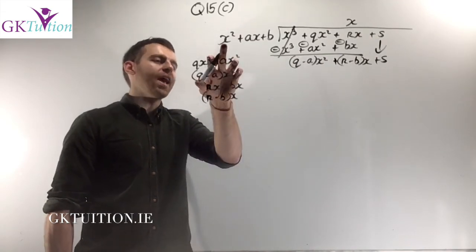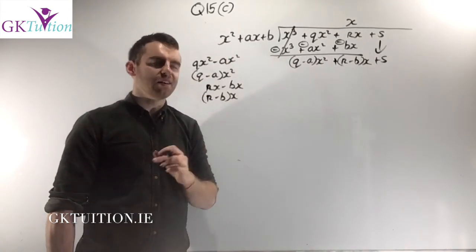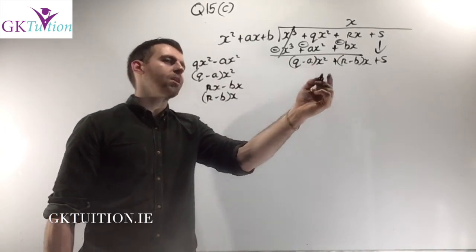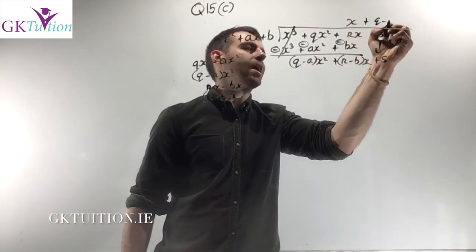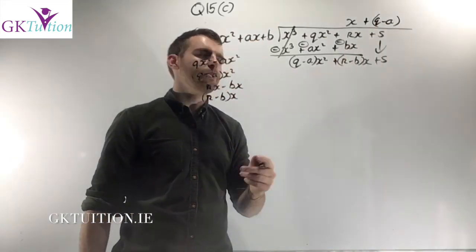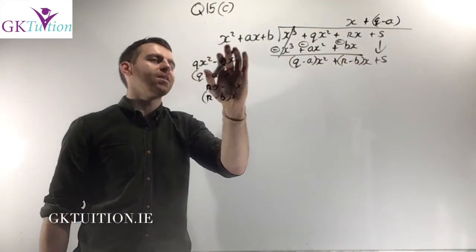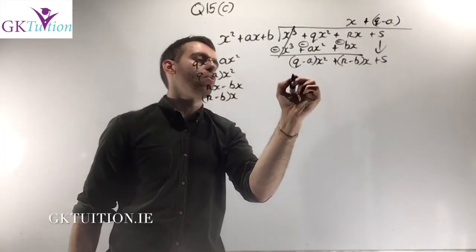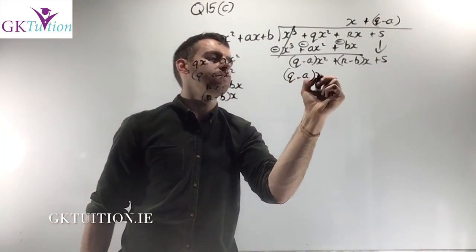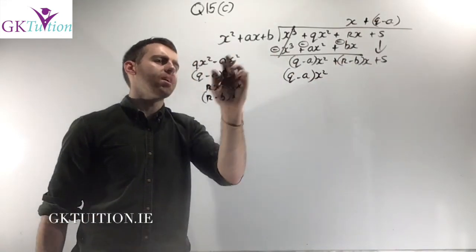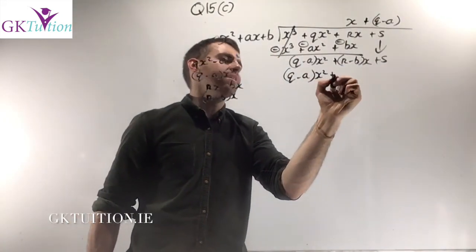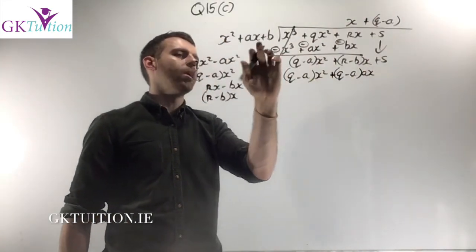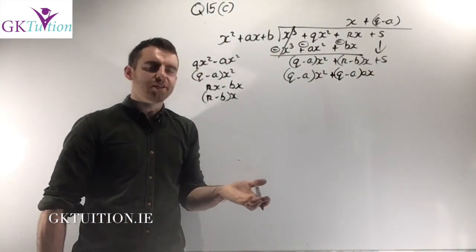I want to divide x squared into q minus a times x squared. The x squared will cancel with itself and I'll just be left with q minus a. Now I need to multiply q minus a by these three terms. Q minus a multiplied by x squared is just q minus a times x squared. Q minus a multiplied by ax: in this case, you're better off not to bother multiplying it out, just write it down. Q minus a times ax, it's the handiest way to write it.